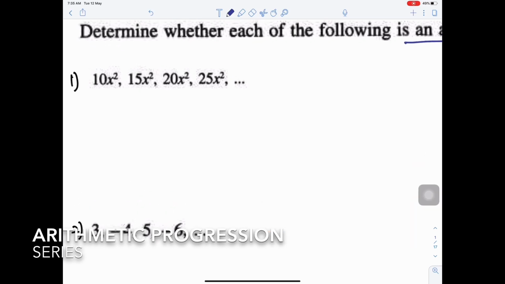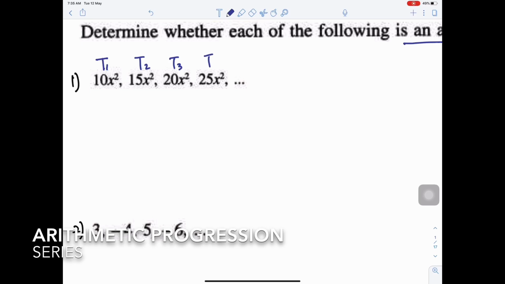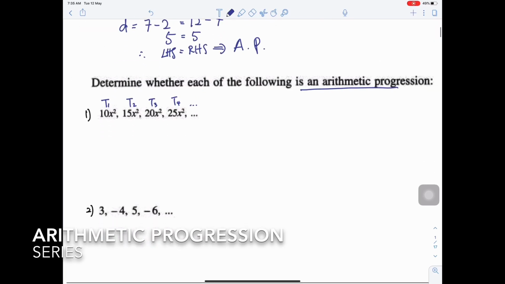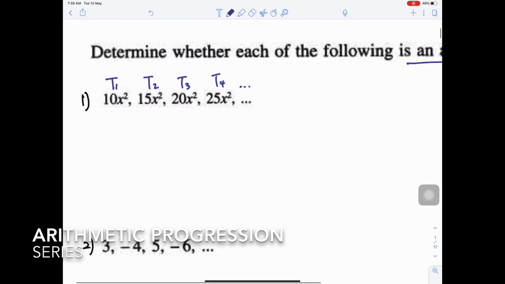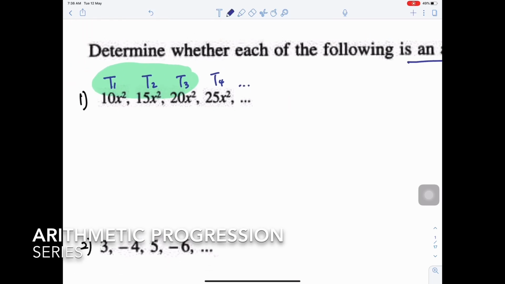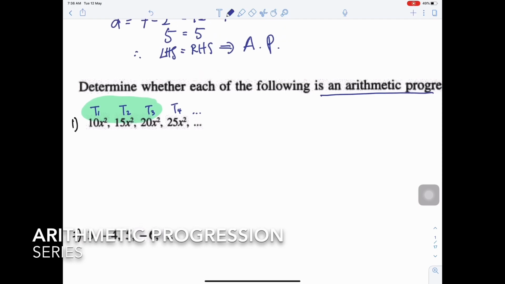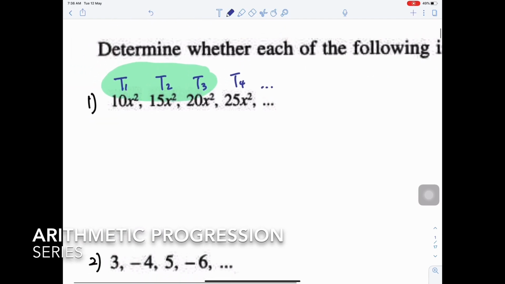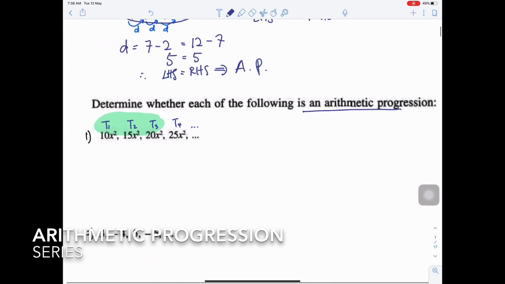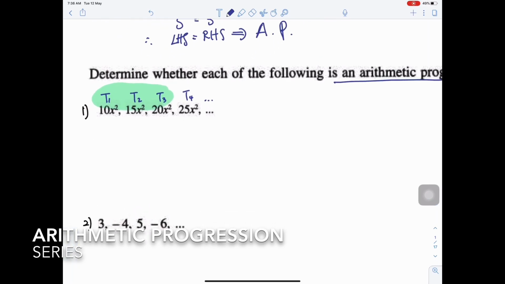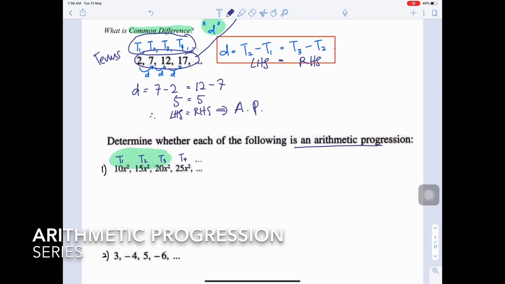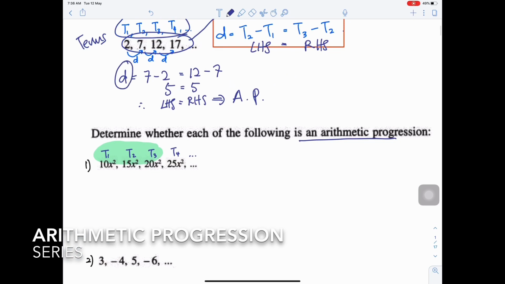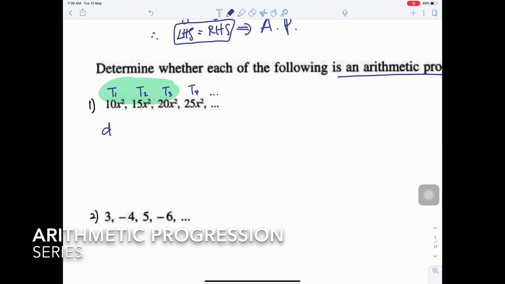This is question number 1. We know this is T1, T2, T3, T4 and so on. In a sequence, it is enough if we have at least 3 terms to determine whether it is an arithmetic progression. To determine that, we must prove that the common difference, left hand side, equals right hand side. So let's find D.